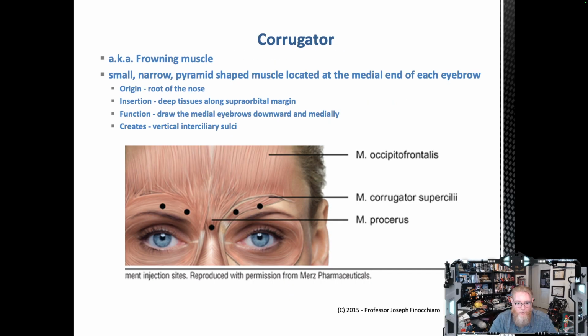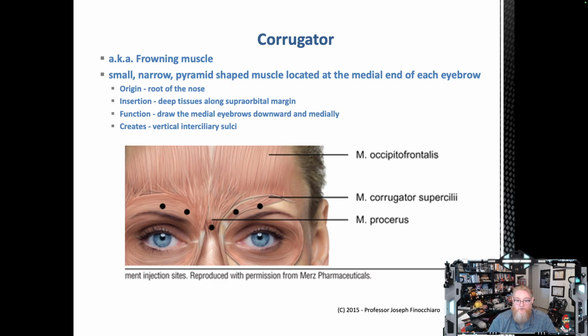You have the corrugator muscle, also known as the frowning muscle. It is a small, narrow, pyramid-shaped muscle located at the medial end of each eyebrow. Its origin is the root of the nose. Its insertion is the deep tissues along the supraorbital margin, and its function is to draw the medial eyebrows downward and medial, and creates vertical interciliary sulci.